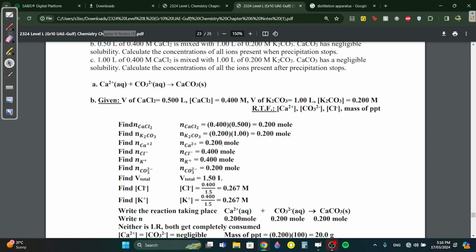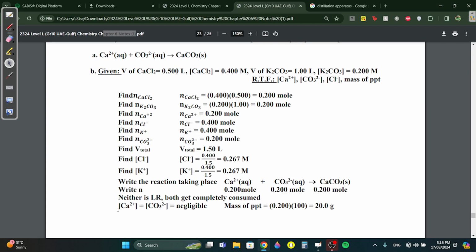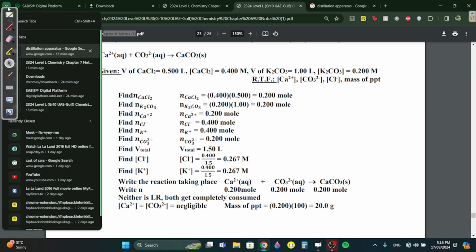They didn't ask for the mass of the precipitate, but they still found it. I'll do it now. And then they said the concentration of the limiting ions is negligible. You can put zero, you can put negligible. It doesn't matter.